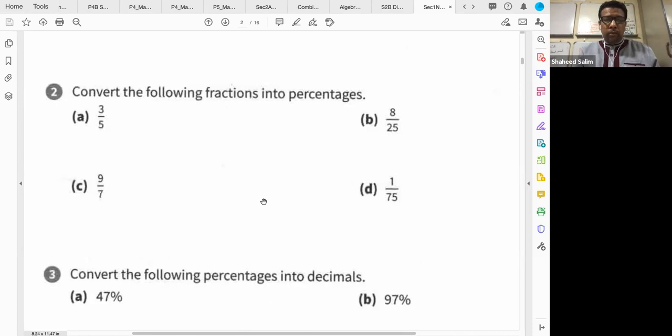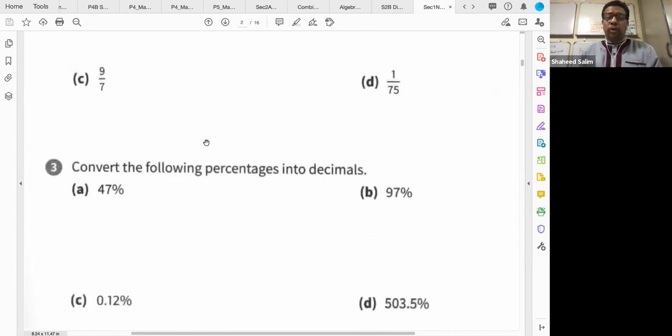Okay, Shafika, you gave your C. Very simple. This one is 60%. If you did B, this is like 32%. This one you just times by 100, you get 186%. And this one you times by 100, you get 1.333333%. Okay, we move on to the next one.